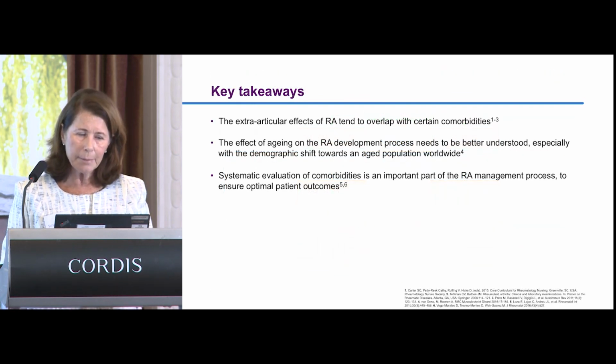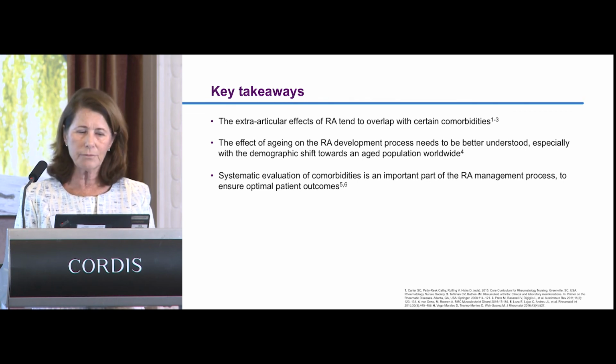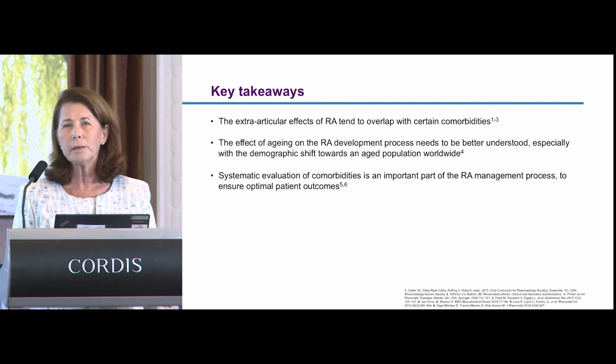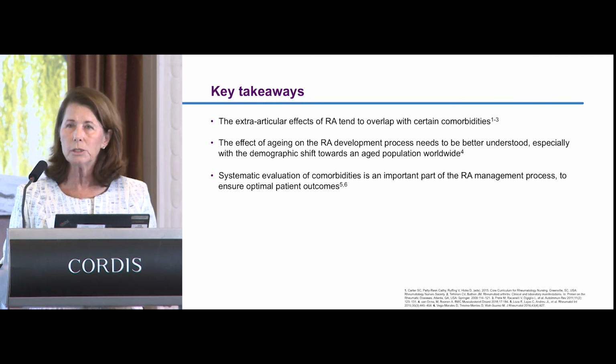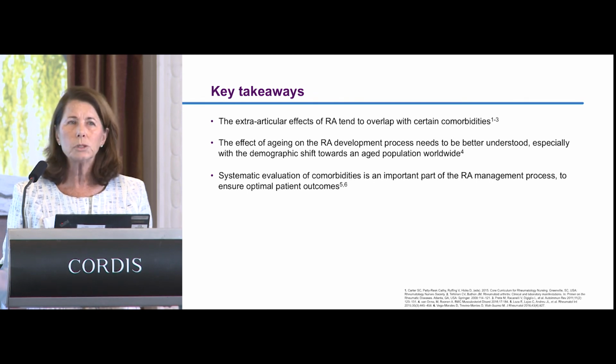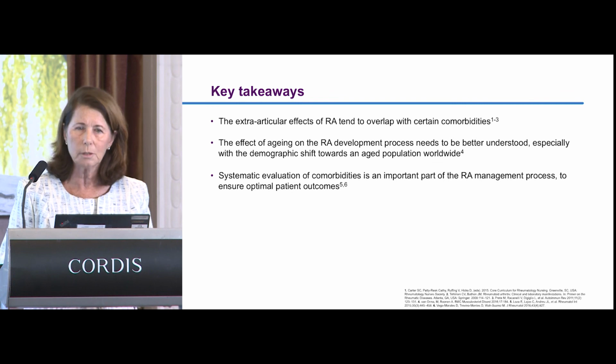So my key takeaway messages for you to think about are that extra-articular effects of RA will overlap with certain comorbidities, and the effect of aging is an important thing we need to think about. In Japan, a few days ago, I was talking to the nurses, and they were very worried because they have the oldest population, and now they have a lot of patients with rheumatoid arthritis with Alzheimer's. How do you manage them was their question, a big challenge.